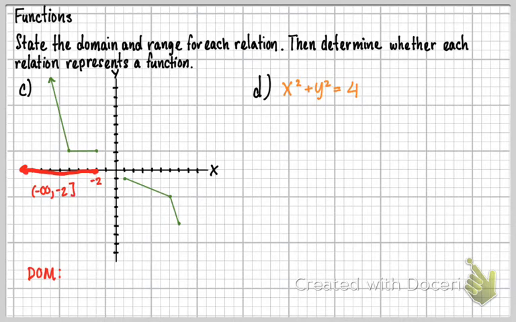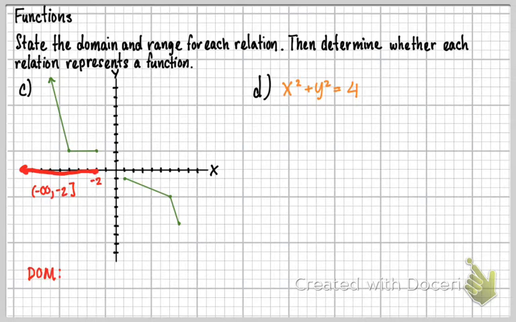Now, anytime I write infinity, I can't include infinity because infinity is an idea. It's larger than anything I can think of or smaller than anything I can think of. And so the smallest number I think of, it's smaller than that, so I can never really attain infinity. So I use a parenthesis for that. So that's my first piece there.